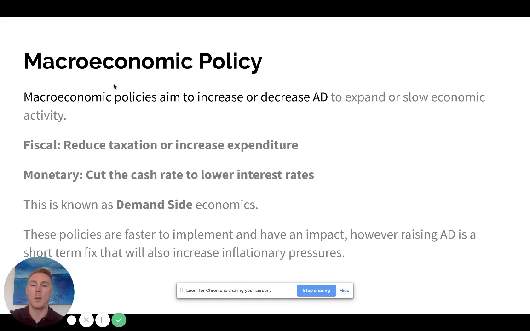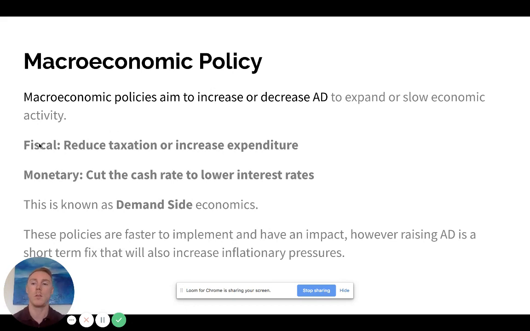Lastly, macroeconomic policy. So this is how the government can manage economic growth. They can use macro or micro. Macroeconomic policies will influence aggregate demand. They'll increase it or decrease it. If we focus on just improving economic growth, expanding the economy, we want to increase aggregate demand.